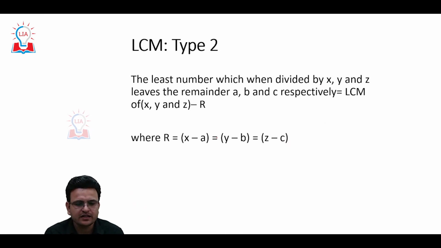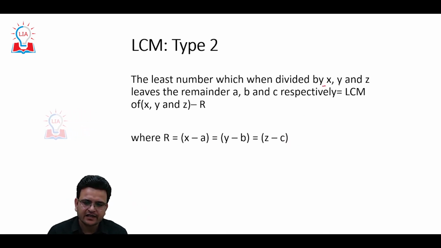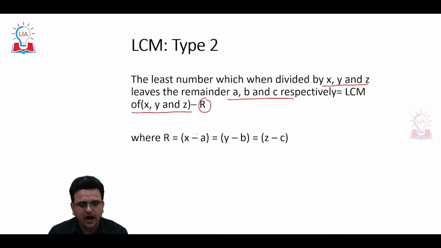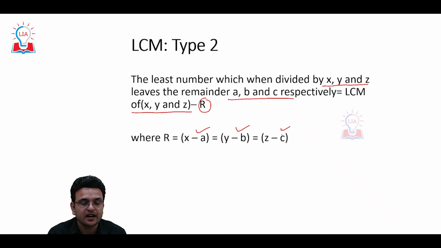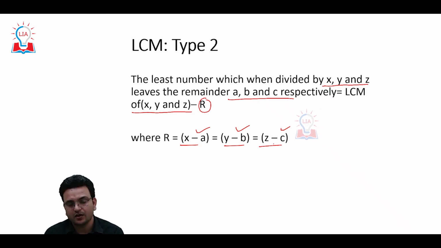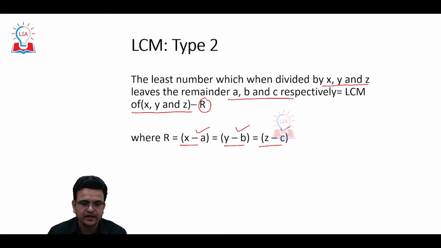Now we come to the second type. Second type questions are: the least number which when divided by x, y, z leaves the remainders a, b, c respectively. So the answer will be the LCM of x, y, z minus r, where r will be x minus a, y minus b, z minus c. So here first of all you have to understand what r is. This concept will be applicable only when the differences between number and remainder are all equal. Try to understand this.